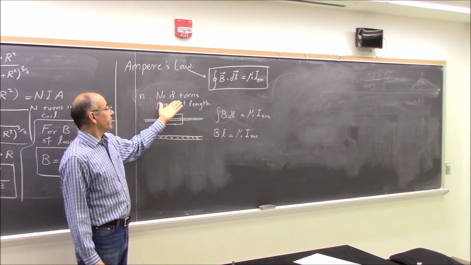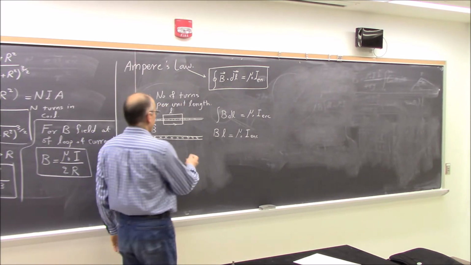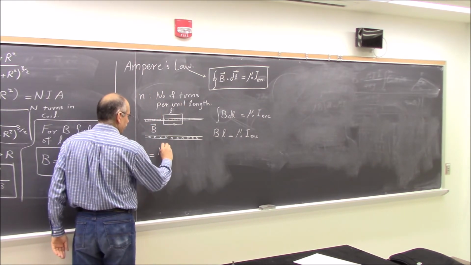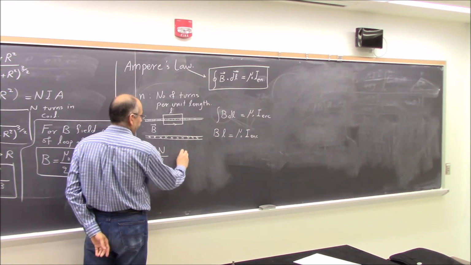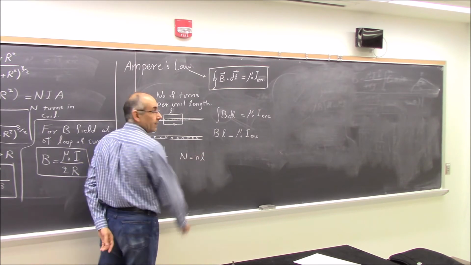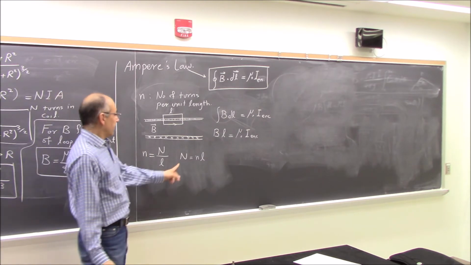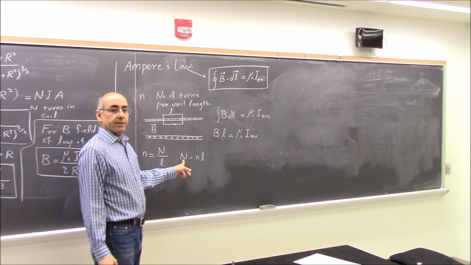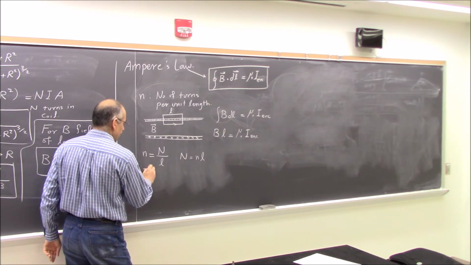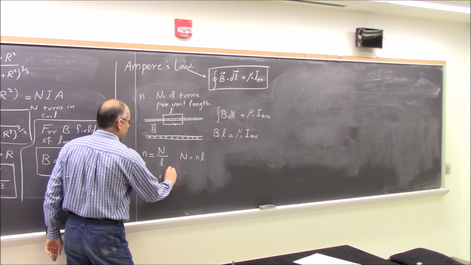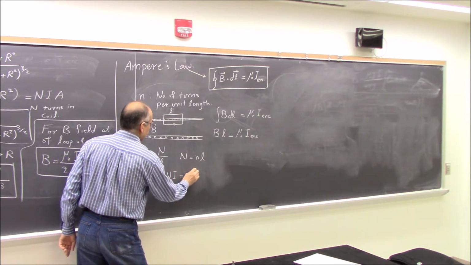Here, n is the number of turns per unit length. So what is the number of turns if you have length L? It's n times L, right? Simple. But for each turn we have a current I. So what is the total current? Total current enclosed is n times I times L.